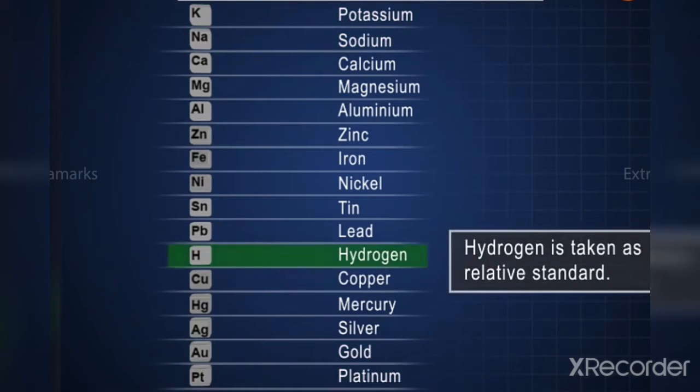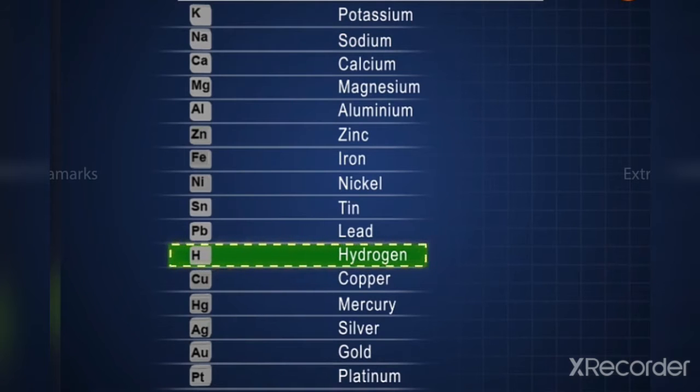Hydrogen is taken as a relative standard with which the reactivity of other metals is compared. Hydrogen is placed between more reactive and less reactive metals.